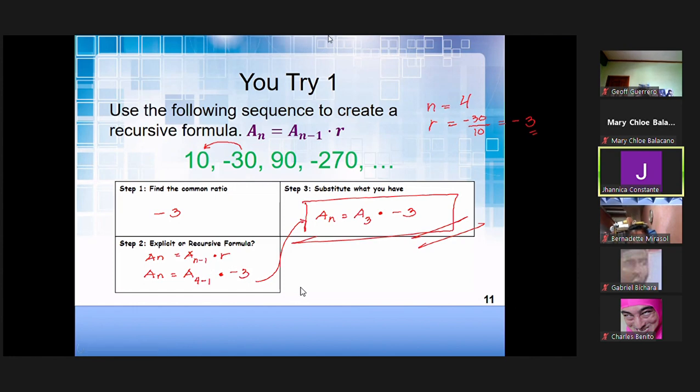Okay? Okay, paano kung hindi naman 4 ang term? Kasi lahat ng terms na meron tayo dito is 4. Let's have another example.